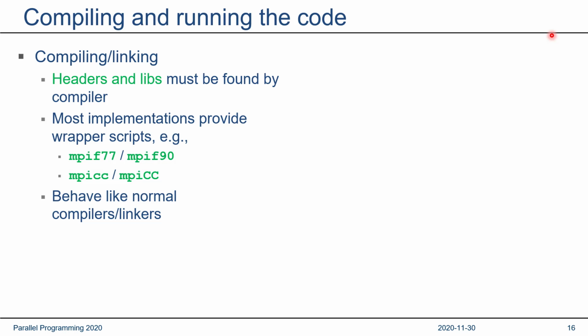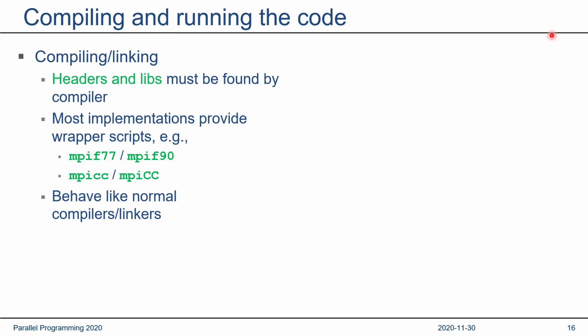Unfortunately, compiling and running an MPI code is not in any way defined by the standard. So you're on your own. You have to consult the system documentation to see how it's done. First of all, headers and libraries must be found by the compiler. If you work with a compiler alone, then you quickly end up with a plethora of extra command line options for telling the compiler where to find this stuff.